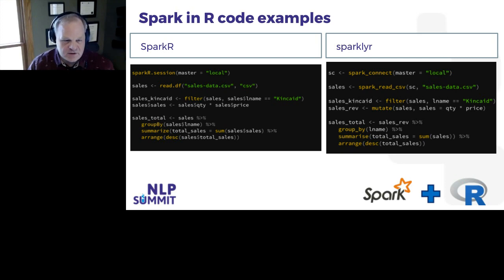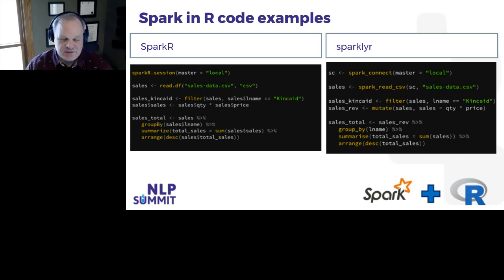The final chunk of 4 lines of code calculates total sales for each sales rep using the group by and summarize functions, and then sorts the data frame in descending order by each sales rep's total sales using the arrange function. It's important to note that all the operations here are taking place inside of Spark and not inside of the R local runtime.